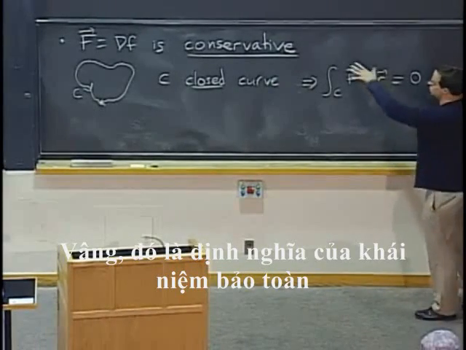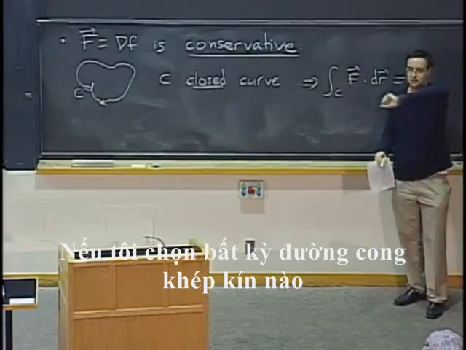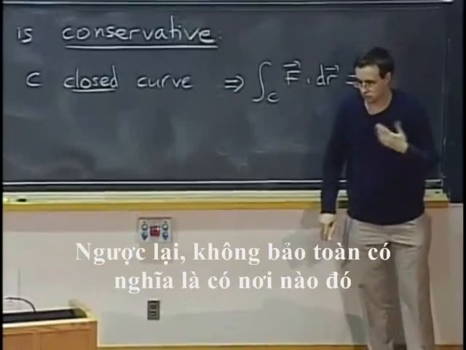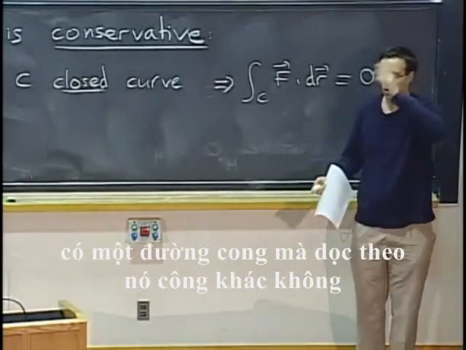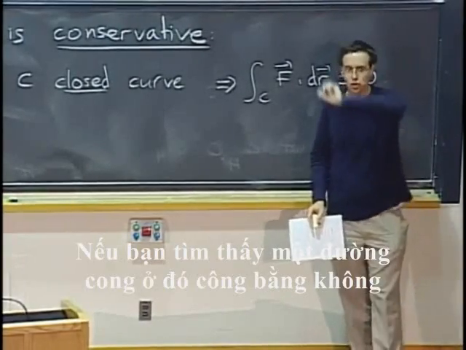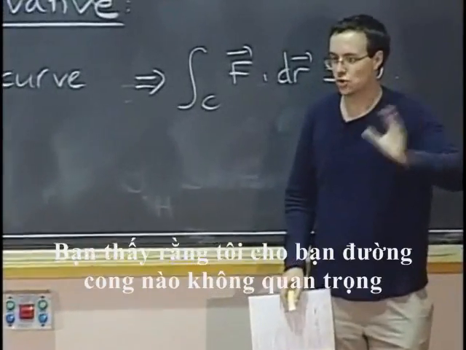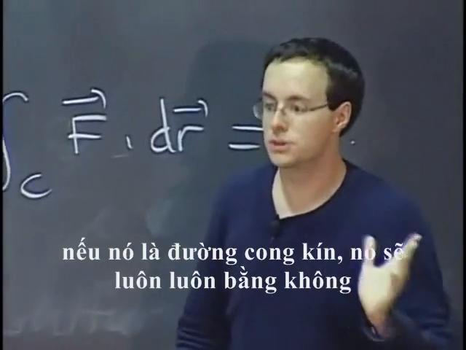Okay, that's the definition of what it means to be conservative. If I take any closed curve, the work will always be 0. The contrary, not conservative, means somewhere there is a curve along which the work is not 0. If you find a curve where the work is 0, that's not enough to say it's conservative. You have to show that no matter what curve I give you, if it's a closed curve, it will always be 0.